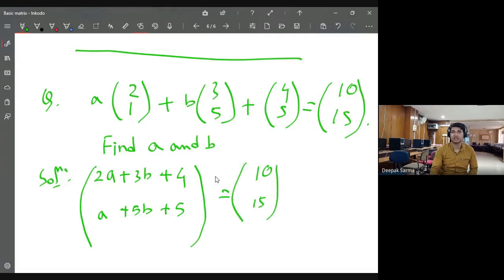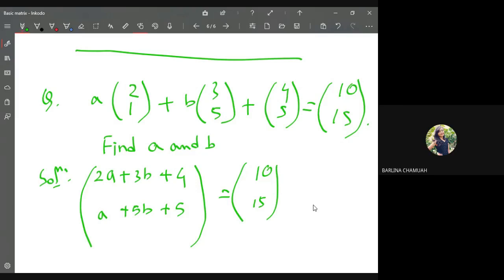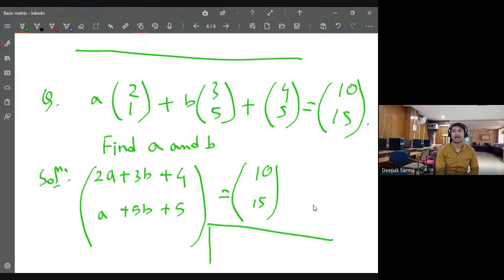Got it? So if I simplify the left hand side using matrix addition and scalar multiplication, I get something like this. Is it clear, all of you? Yes, sir. Okay, any doubt from any of you? So I have simplified the left hand side. I have multiplied the first matrix by A, twice A and A. After that I have to add 3B and 5B. So I have added, and here 4, 5. If you choose some other number, you can do. In the right hand side I have 20.